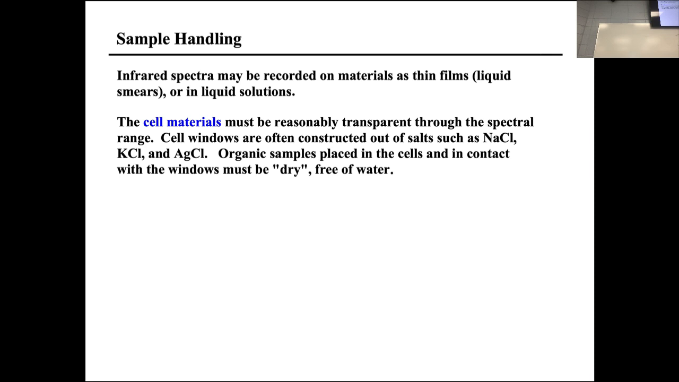Okay? But the reason that you use sodium chloride or potassium chloride or silver chloride is they don't absorb in the functional group region. There's no functional group to absorb. So we say it's transparent to the region that we're interested in. You don't want your cell absorbing a bunch of stuff. It complicates life, okay?